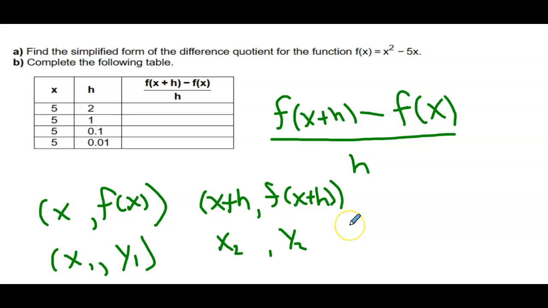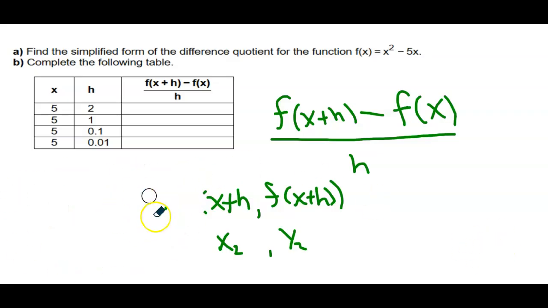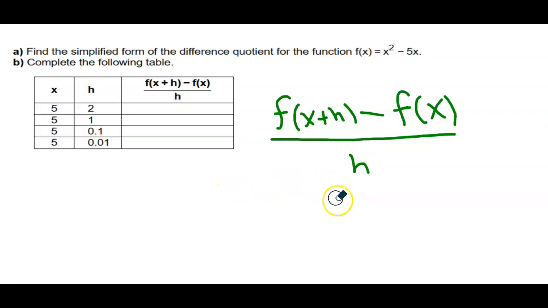So we've got two ordered pairs, and we know that if we subtract the y's, so this is y2, f of x plus h, minus y1, f of x, over subtracting the x's. If we subtract the x's, x2 minus x1 is x plus h minus x, which is just h. The x's cancel, and that's why you just have an h down below. So the difference quotient is just slope. It's defined using this variable h, where h is the amount of change that we see in the x-axis.